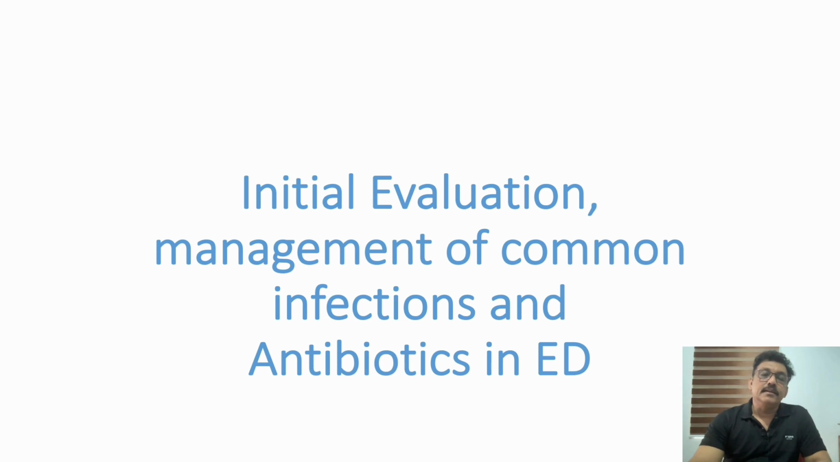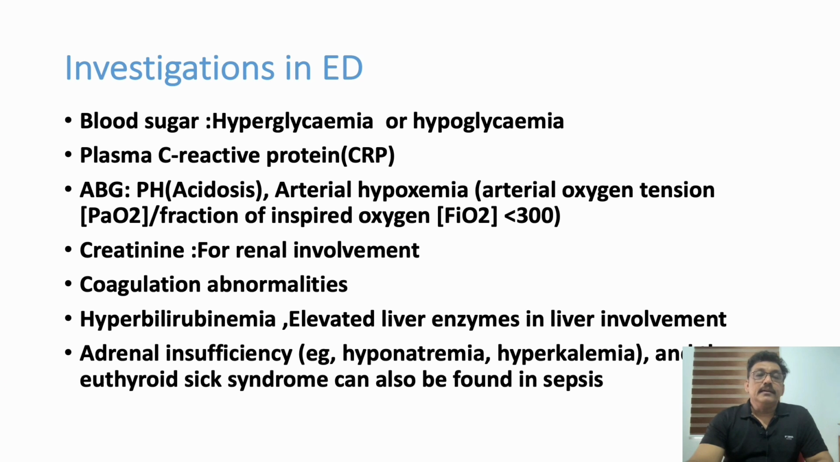Today let us discuss the initial evaluation and management of a common infection in the emergency room. This discussion includes antibiotics also. So we know that different types of infection can come to the emergency room. It can be a simple upper respiratory tract infection, pneumonia, urinary tract infection, cellulitis, or complicated infections like spontaneous bacterial peritonitis, meningitis, encephalitis, pyelonephritis. So many infections can come to the emergency room.